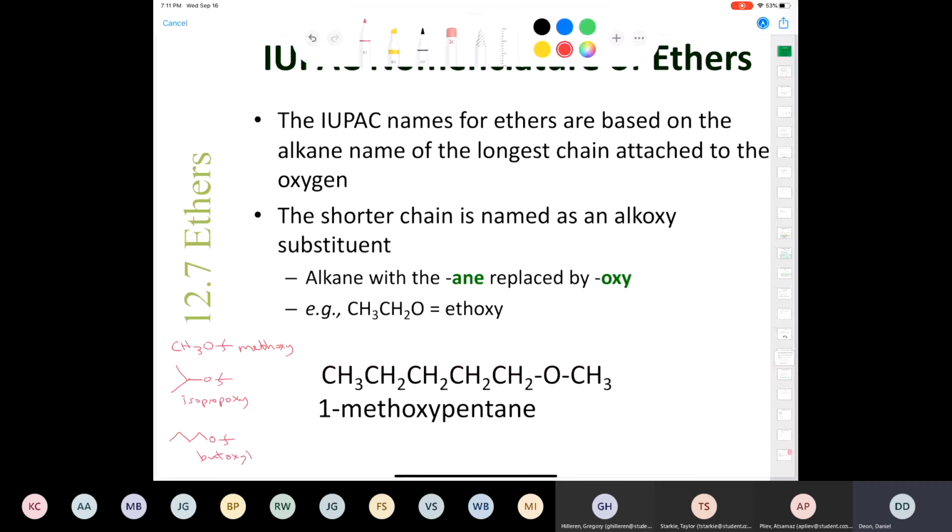Butoxy. If you have a tert-butyl and an oxygen like this, that's pretty common. You call this a tert-butoxy, like that. Okay, so on and so forth.